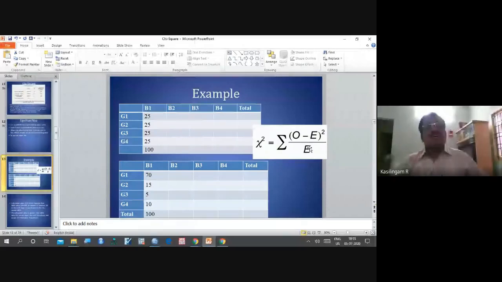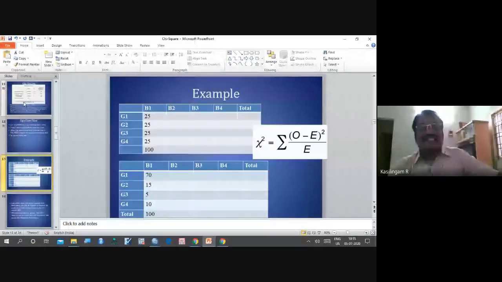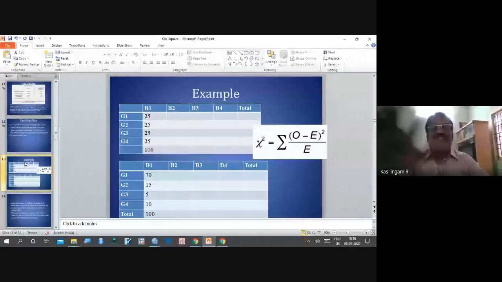Sir, what is this, sir? Okay, but please understand, these are all not required. But even then, we need to understand the logic behind this test. Now, let me quote a small example.